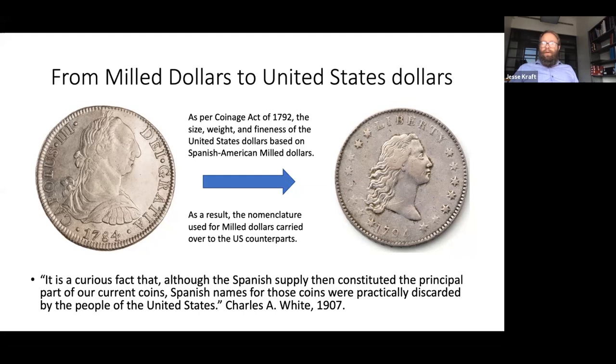In 1907, historian Charles A. White said, as a curious fact, that although the Spanish supply then constituted the principal part of our current coins, Spanish names for those coins were practically discarded by the people of the United States.